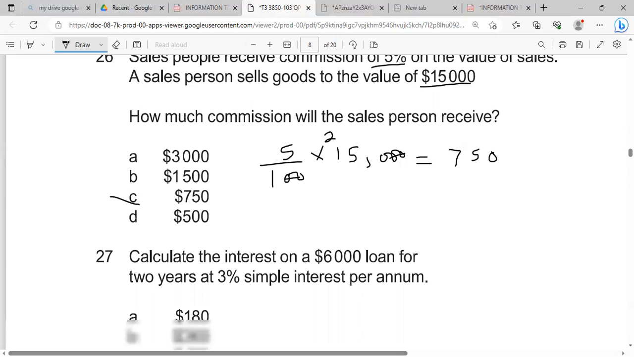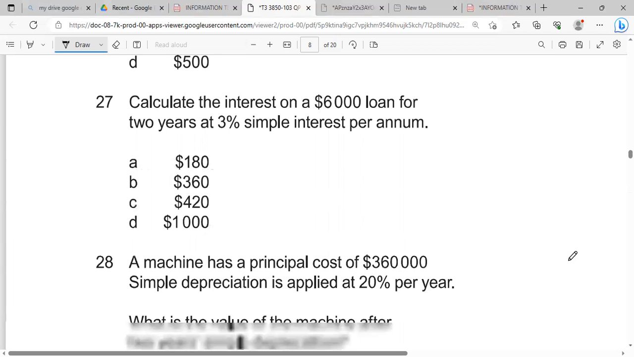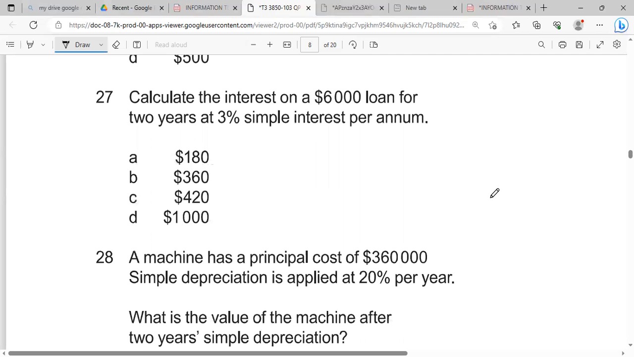Understand? 27, calculate the interest on a $6,000 loan for 2 years at simple interest per annum. So what does simple interest mean? Somebody type that in the comment section. What's the formula for simple interest? Work that out, guys.